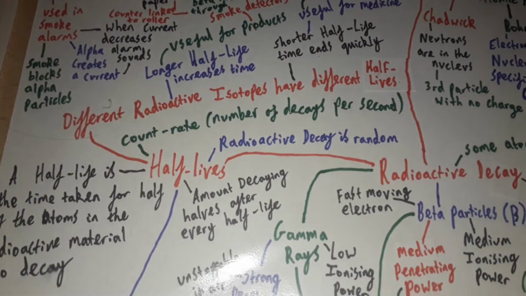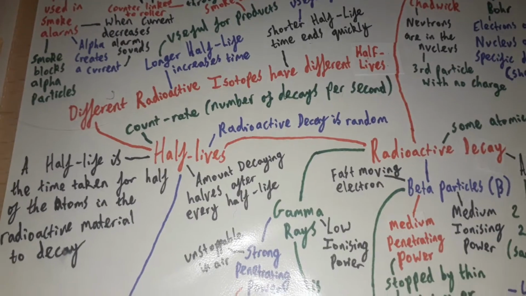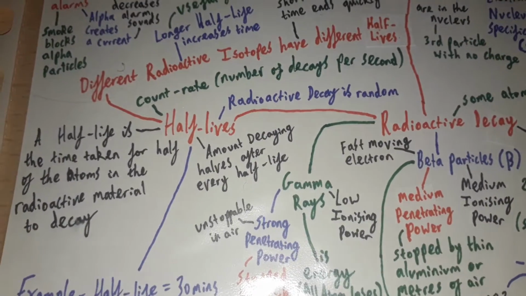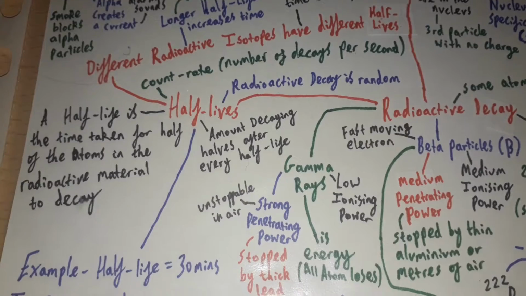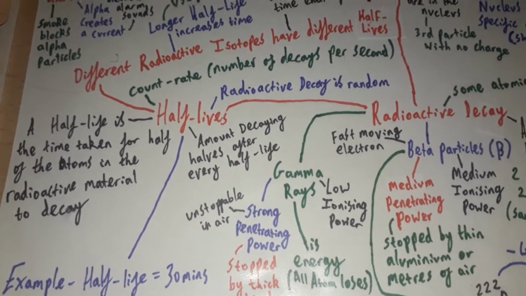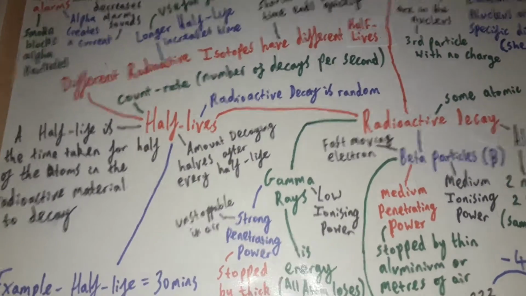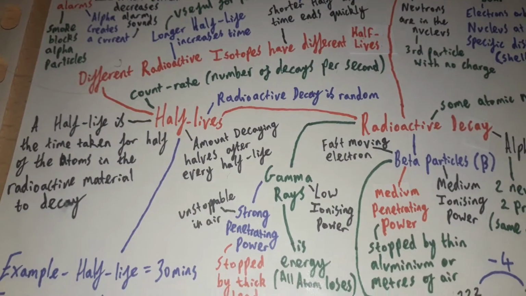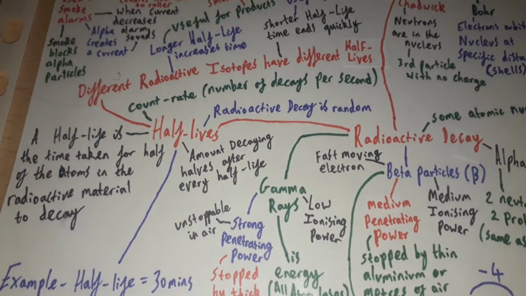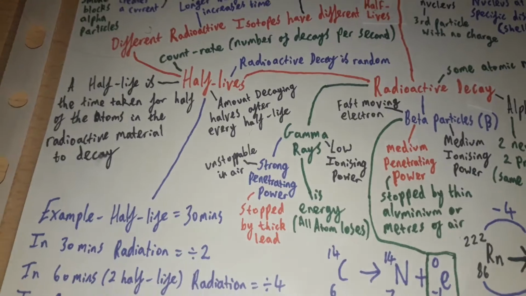So next, let's look at half-lives. A half-life is the amount of time taken for half of the atoms in the radioactive material to decay. So after every half-life, the amount decaying halves. So it slowly decreases by half. Let's look at an example here.